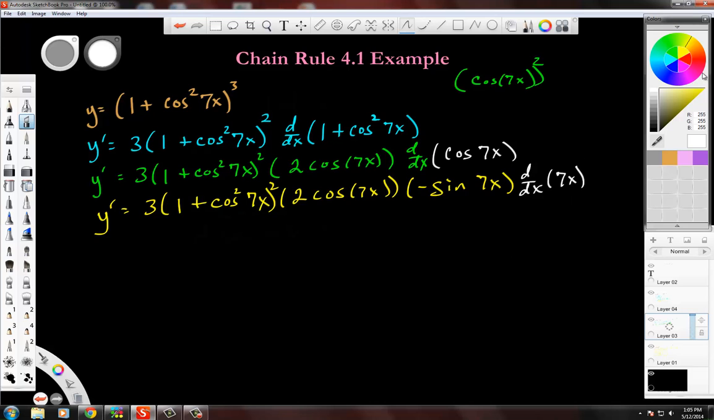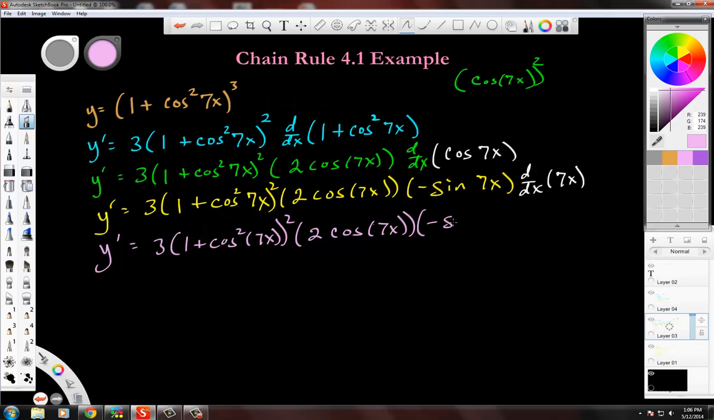So now my final step, which I'll make in bright purple or pink or whatever color that is: y prime is 3 times 1 plus the cosine squared 7x, squared. I did put extra parentheses around that. That doesn't matter really. And then 2 cosine 7x times negative sine 7x times the derivative of 7x, which is just times 7.